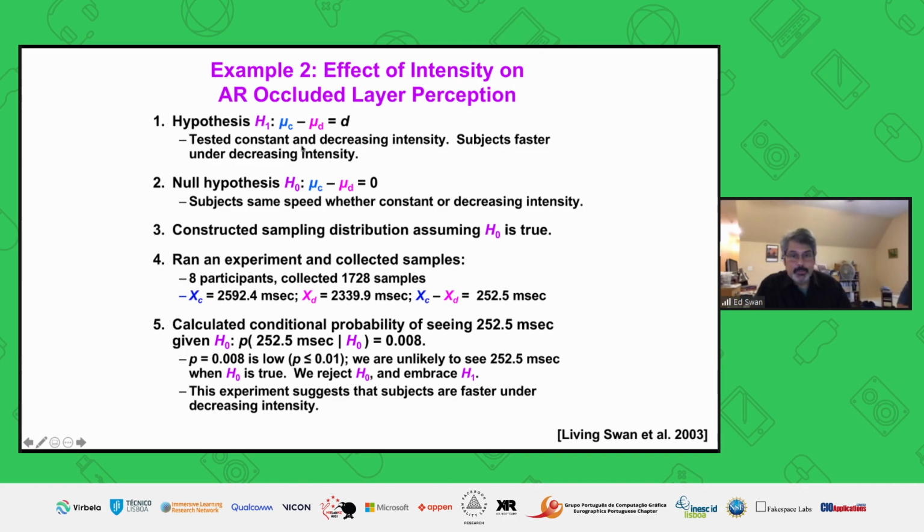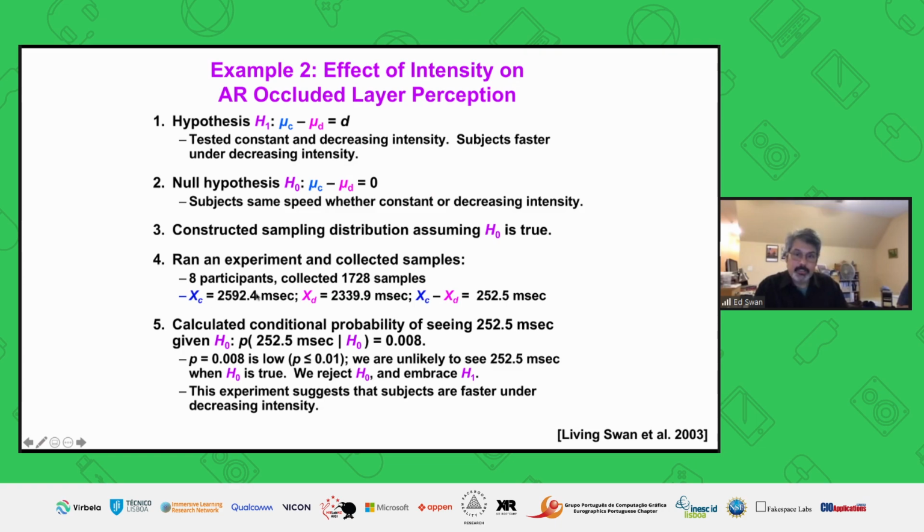Here, we tested whether subjects could respond to a stimulus under constant or decreasing intensity. This was in augmented reality. Our null was that subjects were the same speed, regardless of constant or decreasing intensity. We constructed a sampling distribution again, assuming the null was true. This time we had much faster responses, so we're looking at milliseconds.